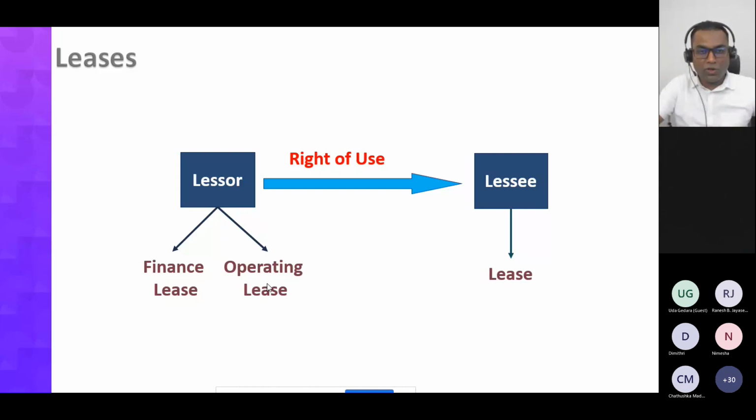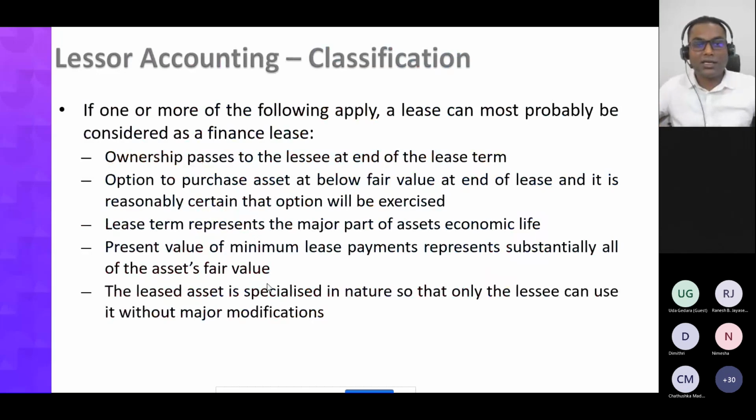I'm not going to explain all the criteria, but if I highlight only the 5 main criteria to classify a lease by the lessor as a finance lease, if one or more of the things are satisfied, you can say that it's a finance lease, because you conclude that risk and rewards with regard to the ownership of the asset is transferred to the lessee. If one or more of the following apply, the lease can most probably be considered a finance lease. Number one, ownership passes to the lessee at the end of the lease term.